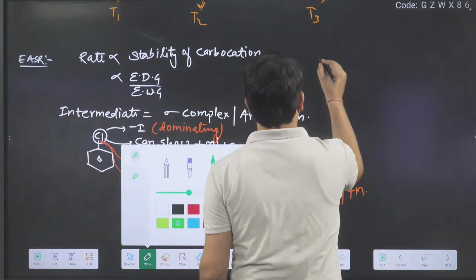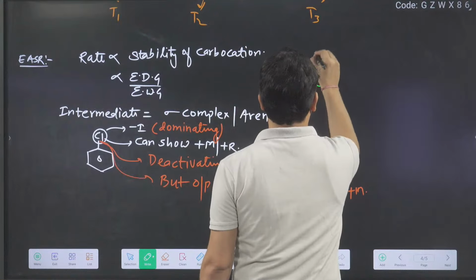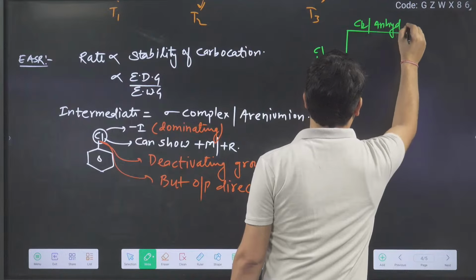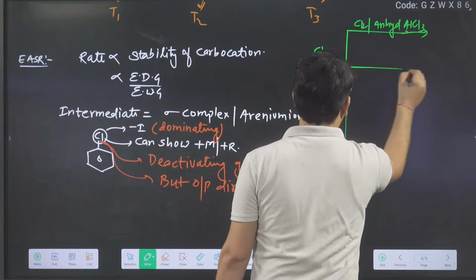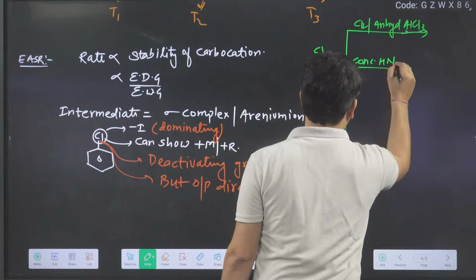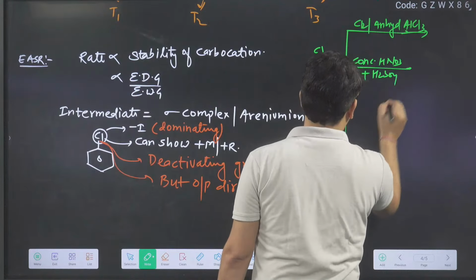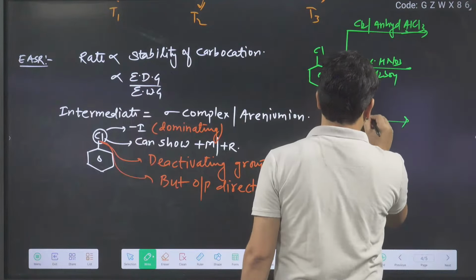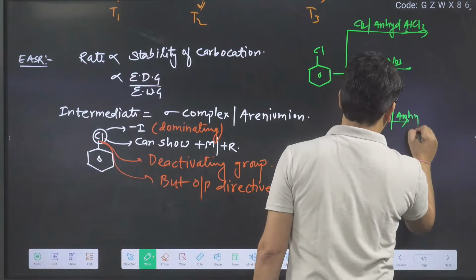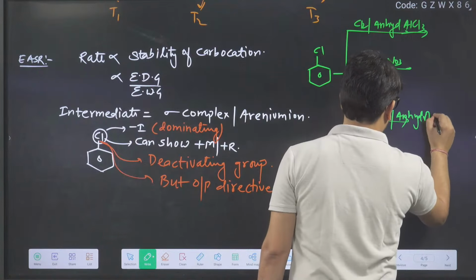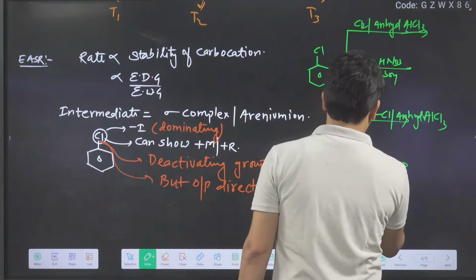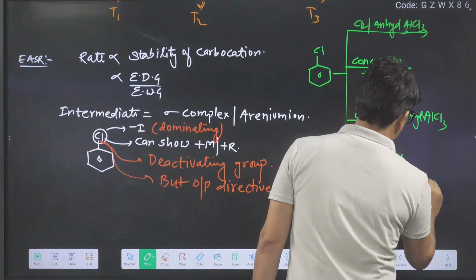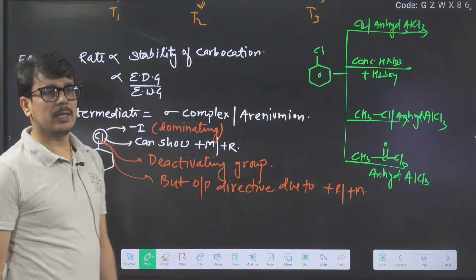Now answer me, simple question. Let's say first I take chlorobenzene. One example: Cl2 with anhydrous AlCl3. Name of the reaction. Concentrated HNO3 plus H2SO4. Next, CH3Cl with anhydrous AlCl3, and last, CH3COCl with anhydrous AlCl3. These are the reactions.